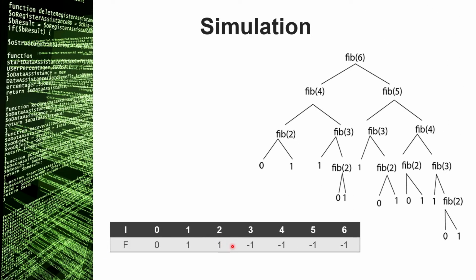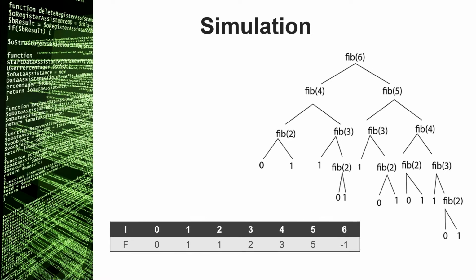Now look at Fibonacci 3, which will be set using the value of Fibonacci 2, previously stored in the array, and the predefined array element 1. Now Fibonacci 4 will replace the value -1 with the addition of Fibonacci 2 and Fibonacci 3 from the existing array elements, and in the same process the rest of the -1s will be replaced with new values, and the repetitive elements won't be recalculated as they are already stored in the array.